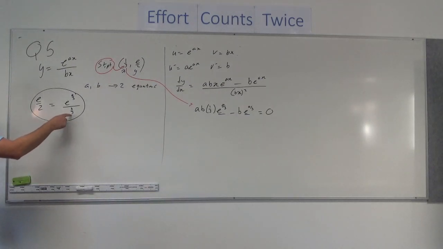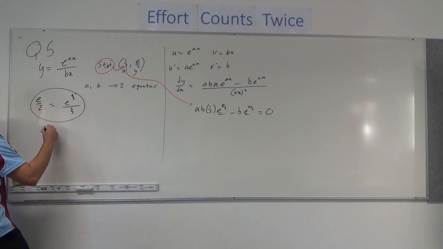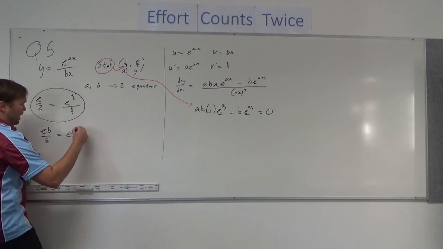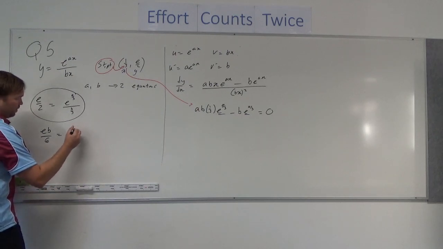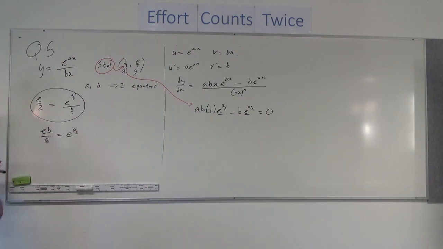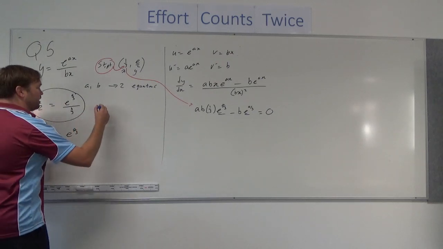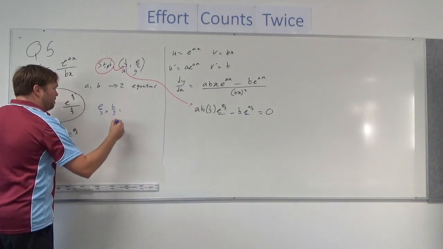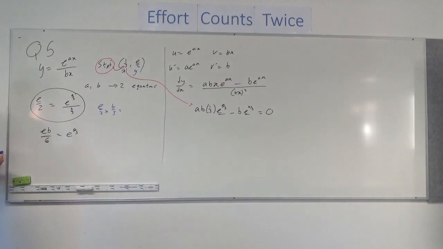To do that, I'm going to multiply both sides by this. So if I multiply both sides by this, it becomes e^(b/6) equals e^(a/3). The reason I got that is e^(1/2) times b/3 gives me that e^(b/6). So I can say that e^(a/3) is e^(b/6).